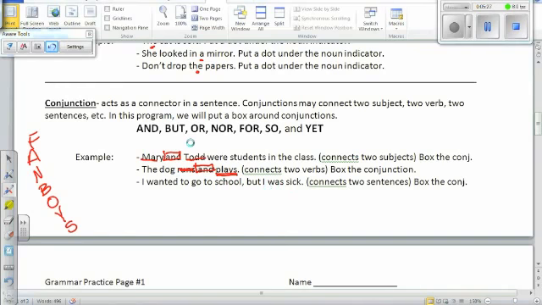I wanted to go to school, but I was sick. Well, we see that but is in our list, so we put a box around but. And the hint says that it connects to sentences. Well, let's go and check. We have a subject, I, and we have a verb, wanted. That's sentence 1. Then we have the conjunction. Then we have I, another subject, and was is a linking verb. We'll learn about those later. So we do have a whole sentence connected by a conjunction to another sentence.